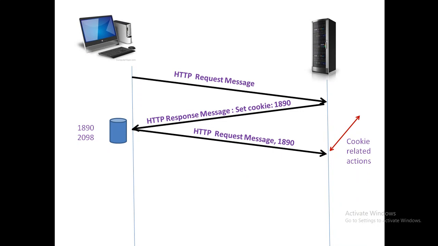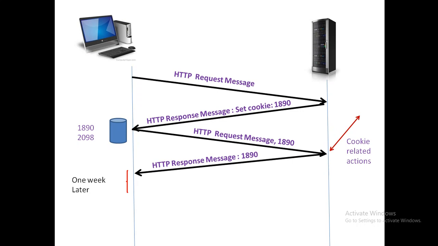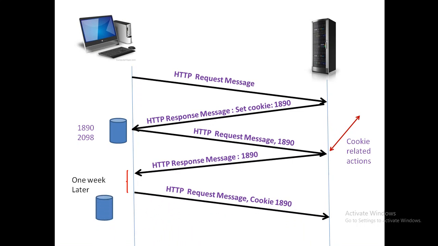It may not know his name, but it knows exactly which pages Mr. X has visited, 1890 visited. If Mr. X returns to the Amazon site or the e-commerce site, say 1 week later, with a new request, his browser will continue to put the header line cookie, that is 1890, in the request message as it is seen over here. The e-commerce site may also recommend products and provide shopping cart service.